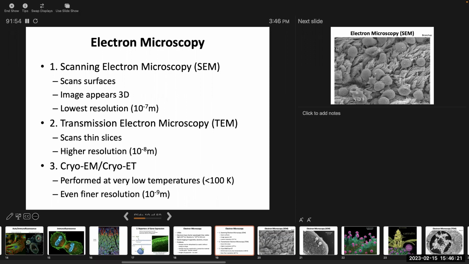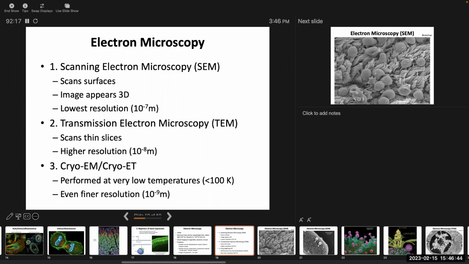I mean, anything becomes conductive when you cool it down to a low enough temperature. In fact, many things are what are called superconductors when they get down to extremely, extremely cold temperatures. They can conduct electricity very easily. So to do cryo-electron microscopy and cryo-electron tomography, you just have to cool the samples down to ridiculously cold temperatures.